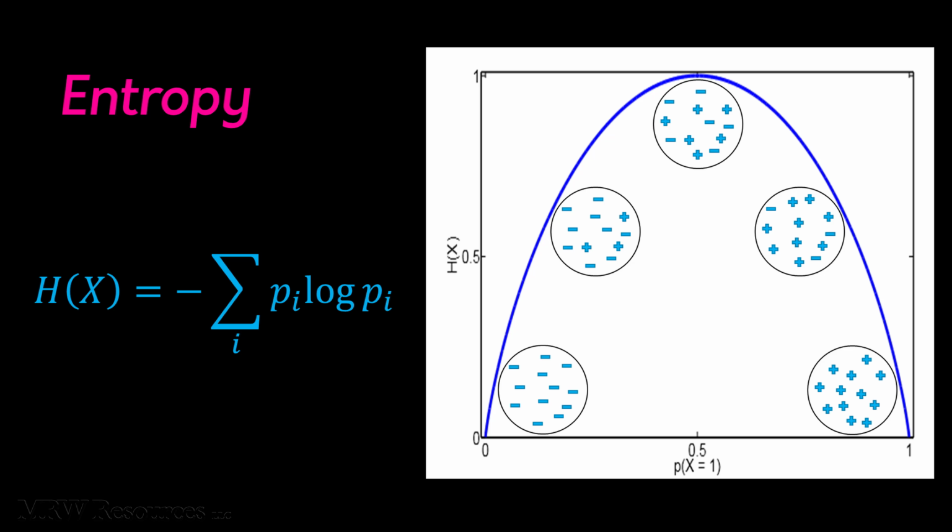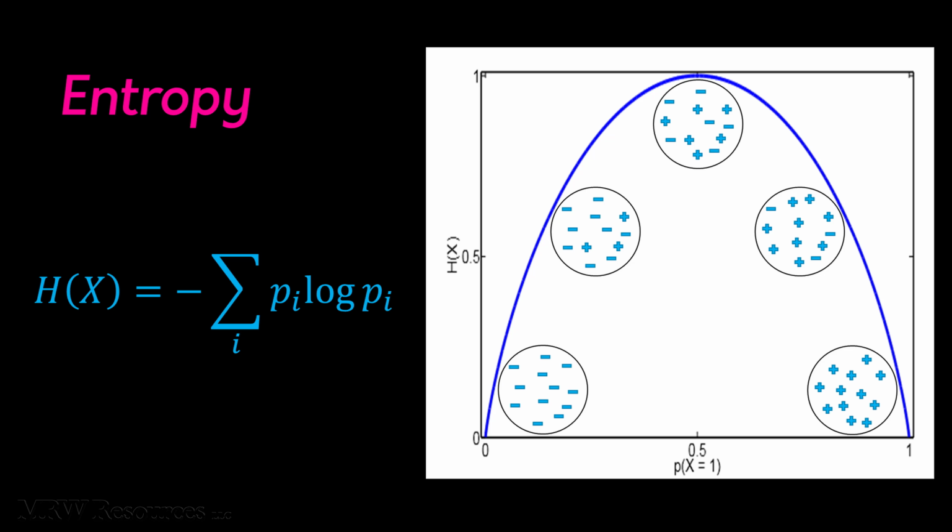So we calculate entropy like this. We represent entropy with this H, so H of X for our data set equals the negative sum, for every possible value i of the target, of the probability of that value times the log of that probability for the value. And we can use natural log or base 2. We generally use base 2 in data science. That works out pretty well for us.